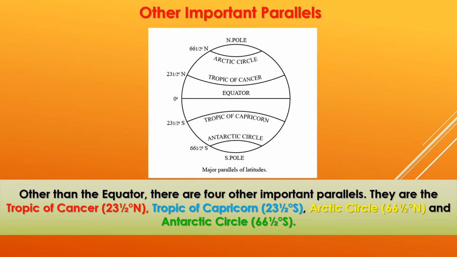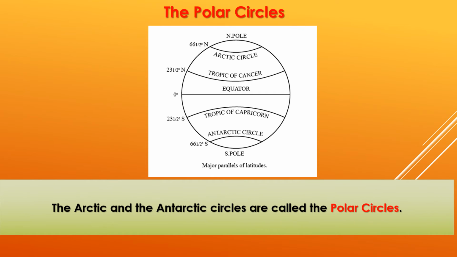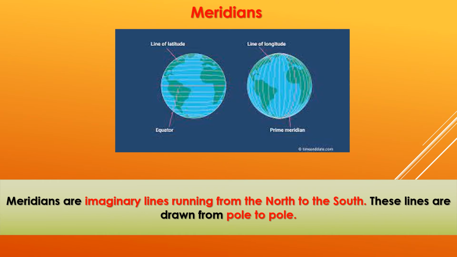We have seen that the equator is the longest parallel. Other than the equator, there are four other important parallels. They are the Tropic of Cancer, which is 23.5 degrees north, Tropic of Capricorn, which is 23.5 degrees south, Arctic Circle, which is 66.5 degrees north, and Antarctic Circle, which is 66.5 degrees south. The Arctic and the Antarctic circles are called the polar circles. We have discussed the parallels.